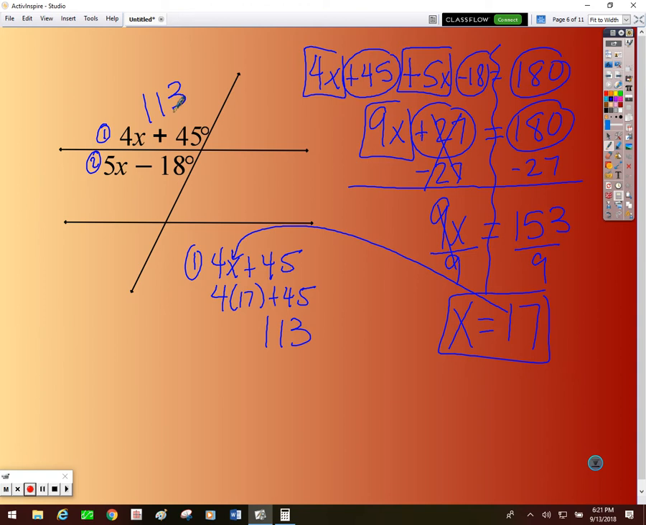Oh, so look at that. I didn't even mess it up. It's right. I got the right one in the right spot. Lucky me. All right, let's try angle 2.